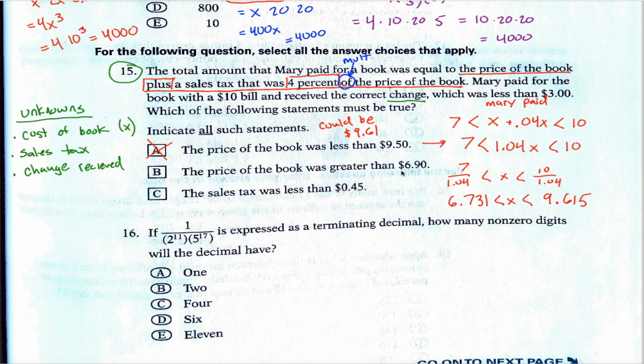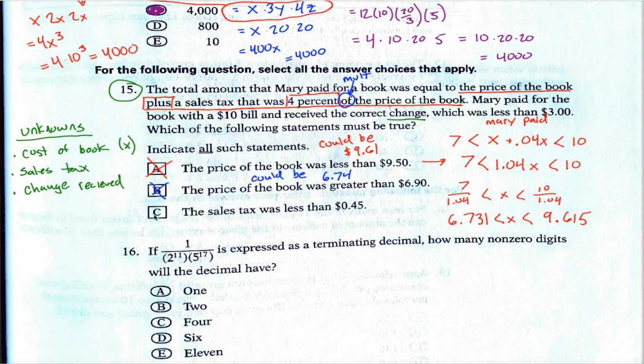The price of the book was greater than $6.90. No, that's not true either. The price of the book might be $6.74. That's entirely possible. $6.74 is more than $6.731. Okay, what about statement C? The sales tax was less than 45 cents. Well, unfortunately, we haven't figured out any information about the sales tax over here. We figured out information about the cost of the book. But we know that the sales tax is 4% of the cost of the book.